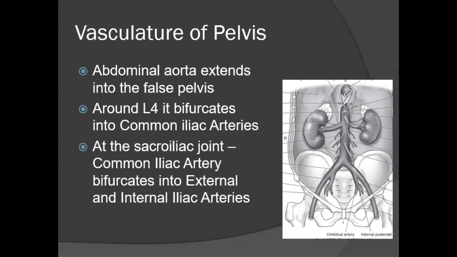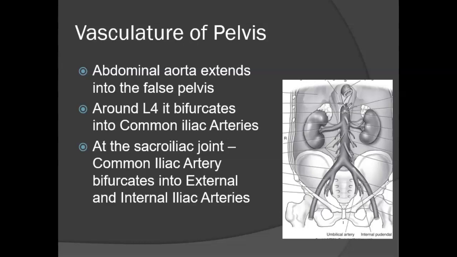All right, last little bit of this unit is the blood vessels of the pelvis. We are going to start by looking at the aorta. The abdominal aorta extends into the false pelvis. Remember, that is the area below that arcuate line. The arcuate line is the imaginary line that runs from our sacrum to our pubic bone and basically divides our pelvis into true and false pelvis.